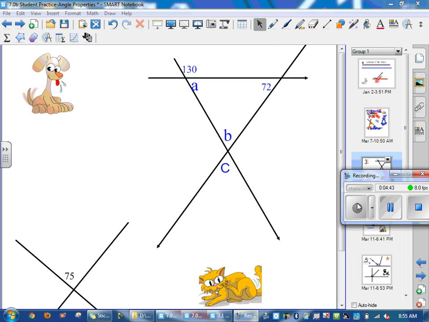Moving on. Now we have a similar situation. We have a straight line here. So this number here and the A have to add to 180. So that guy's going to be 50.